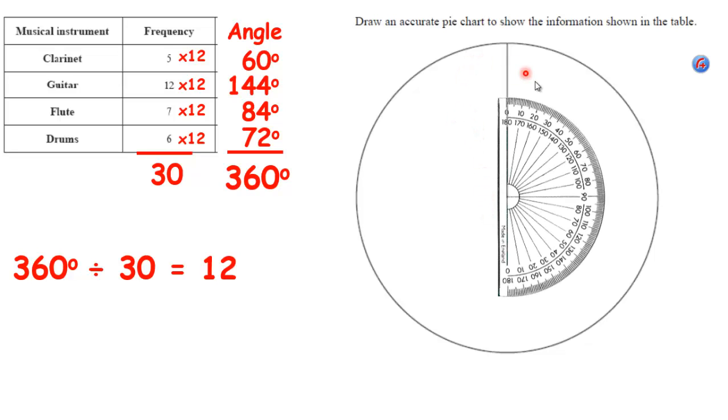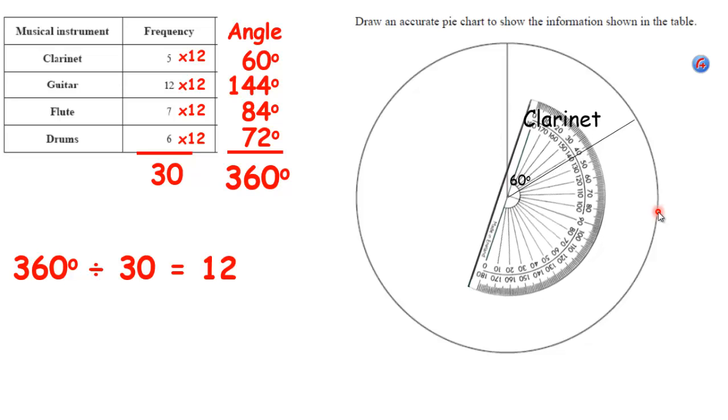So remember, this is how you place the protractor on the pie chart. The first angle is 60 degrees, so starting from the center, make sure the center is lined up. So the center of the protractor is at the center of the circle, and this 0 line on the protractor is on your line on the pie chart. The first angle is 60 degrees, so we're going out to here, put a little dot, draw a line coming out, and there's your first section, 60 degrees, and that represents the clarinet.